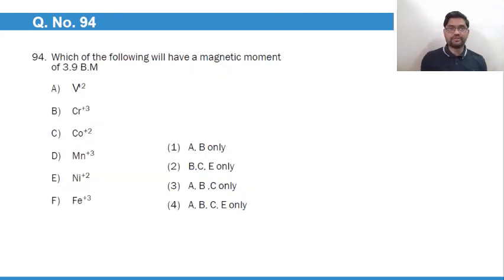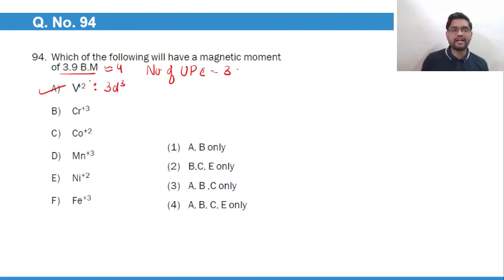Which of the following will have a magnetic moment of 3.9 Bohr magneton? That means approximately 4, so the number of unpaired electrons should be 3. So let us see. Vanadium's actual configuration is 4s2 3d3. 2 electrons go, so it is 3d3. So this can be the answer because it has 3 unpaired electrons.